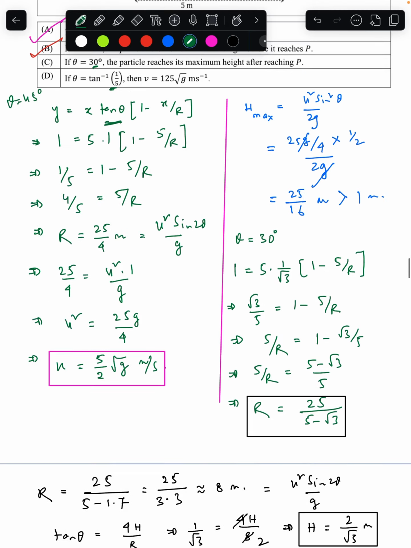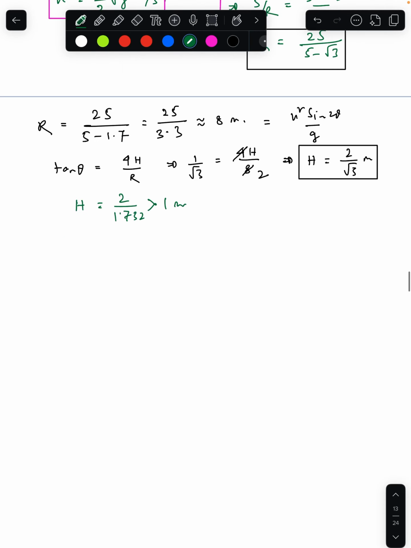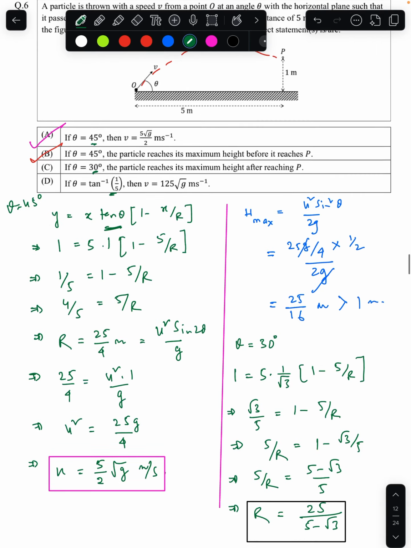That means for theta equal to 30 degree also, if you follow the trajectory, it will be like this. Somewhere here it will be the maximum height, H max, and somewhere here will be the point P. So that means point P comes after maximum height. So for theta equal to 30 degree, the particle reaches maximum height after reaching point P. No, that is wrong. So this one is a wrong option.